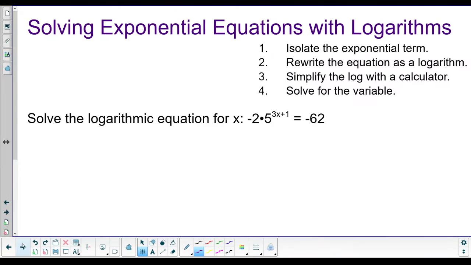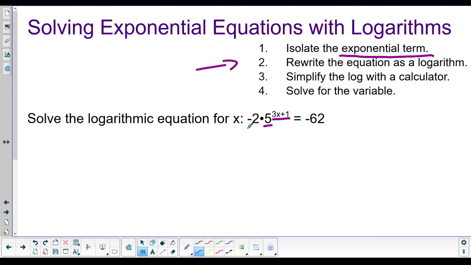All right. Moving right along. Now we need to solve an equation using logarithms and exponents. In case we forgot, I've copied the steps here. So our first step is going to be isolate the exponential term. That means the base and its exponent. So in this equation, our base is 5 and its exponent is 3x plus 1.